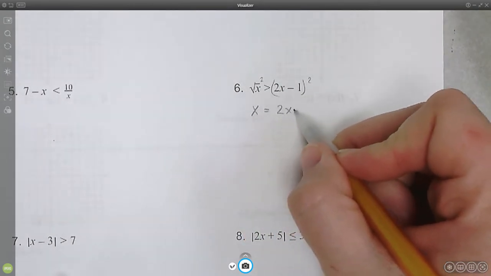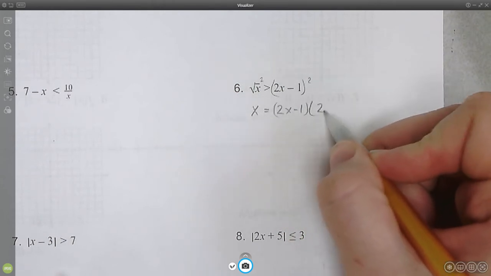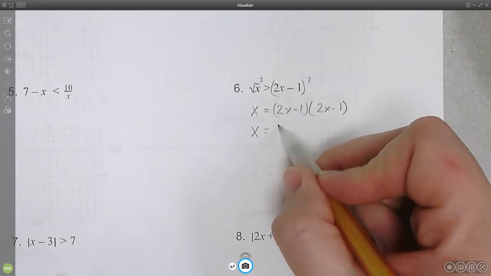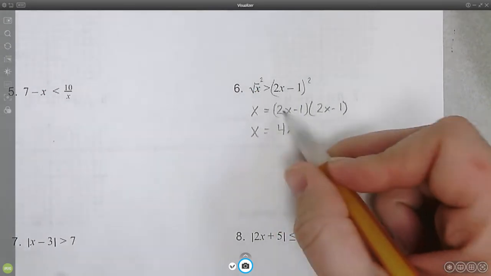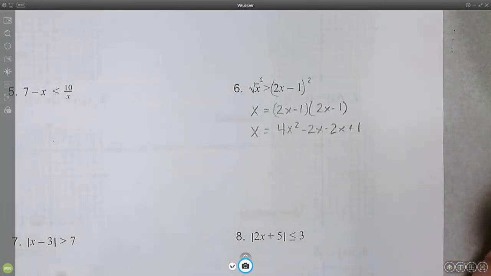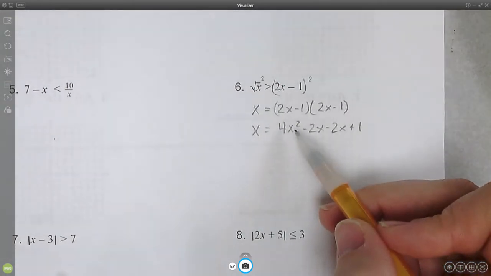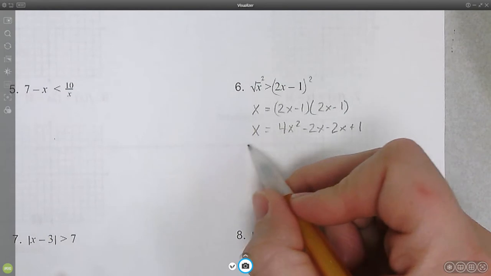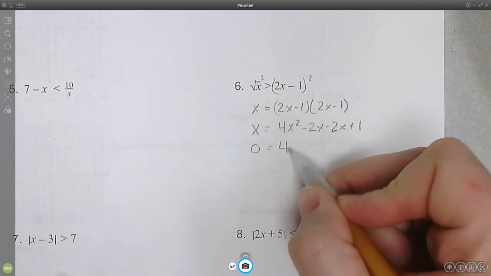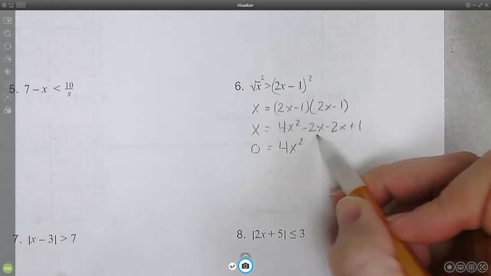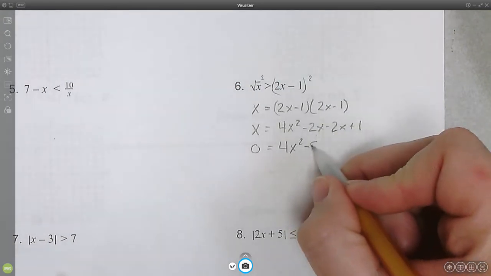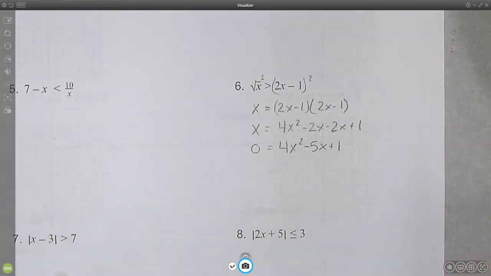This will turn into x minus 1 times 2x minus 1. We have x equals, distribute, 4x squared minus 2x minus 2x plus 1. So we have a quadratic again, so that means we need to set it equal to 0. So I'm going to subtract x from both sides. So I'm going to have 0 equals 4x squared, -2 and -2 is -4, subtract one more x, that gives you -5, plus 1.